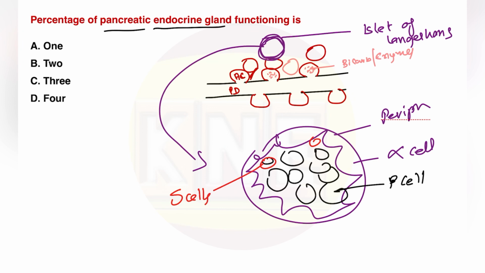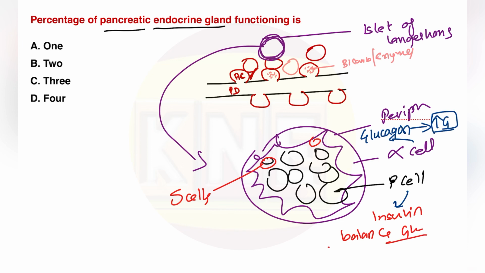See, alpha cells release what? Alpha cells release glucagon. The function of glucagon is to increase the glucose level in the blood. And beta cells release insulin. The function of insulin is to balance or maintain the glucose level in the blood. That means it decreases the glucose level if there is hyperglycemia, making a hypoglycemic effect. Next, delta cells release somatostatin.